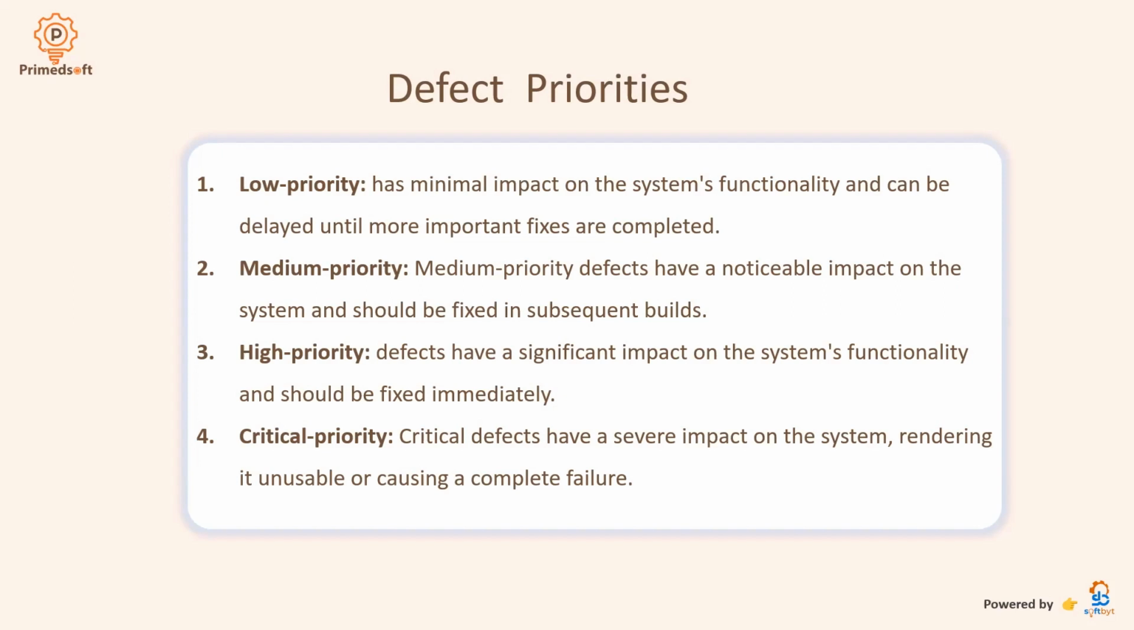The next one is medium priority. A medium priority defect has a noticeable impact on the system and should be fixed in a subsequent build. Let's say, for example, they are building something.